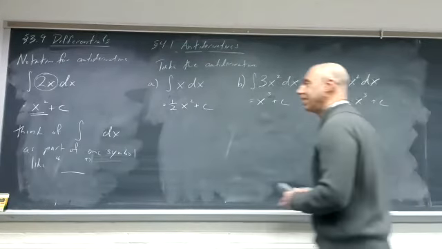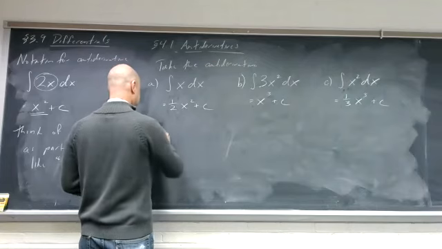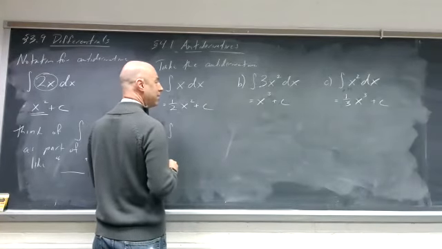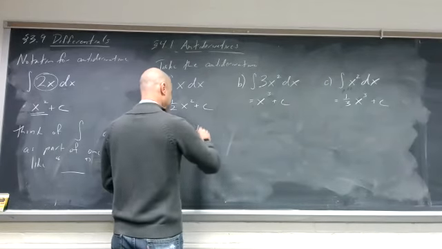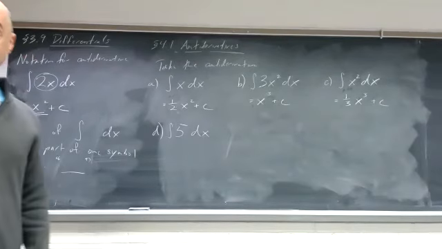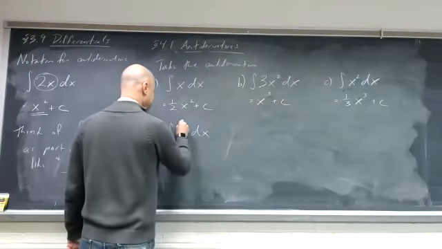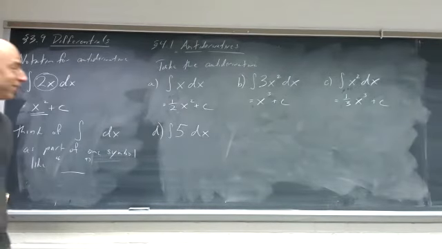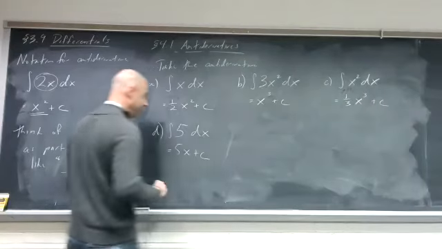Yeah, you're doing great. Okay, let's do another one. How about the antiderivative of 5? Not the derivative of 5. Derivative of 5 is 0, of course, because it's constant. But what could you take the derivative of to get 5? 5x. Excellent. Write our plus c.